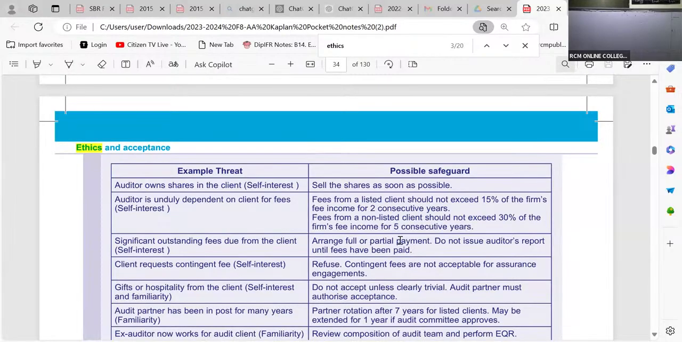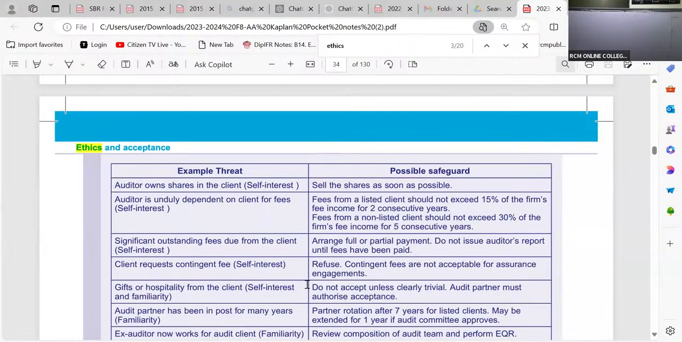Arrange full or partial payment. Do not issue the auditor's report until fees have been paid. Client requests a contingent fee, for example, we shall pay this amount if this happens. Self-interest: refuse. Contingency fees are not acceptable for assurance engagements.